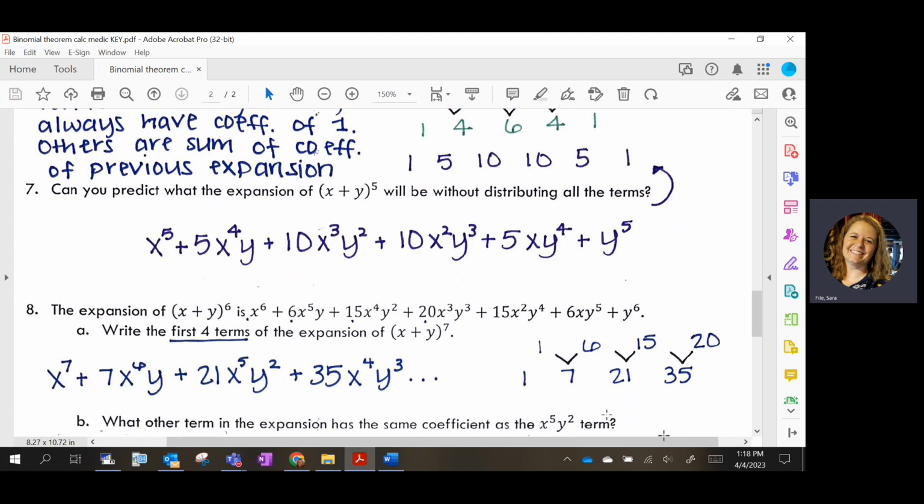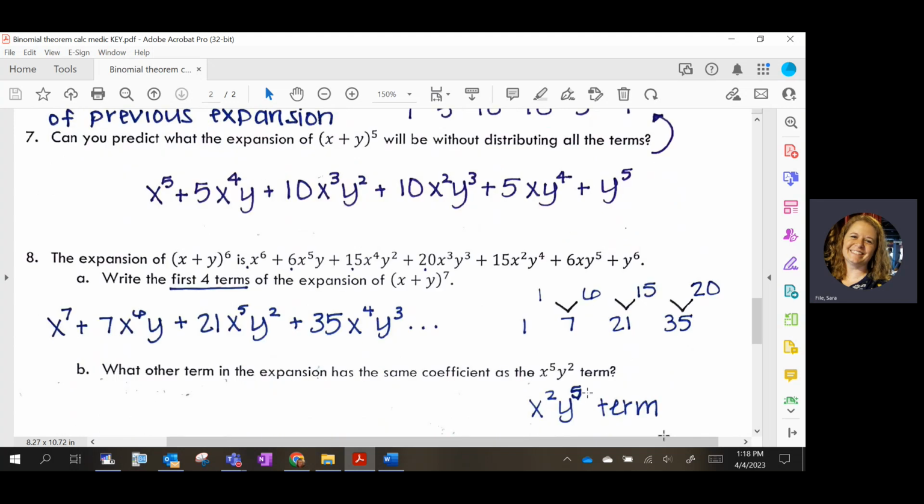Yeah, you would switch the degrees. It would be x squared y to the 5th. And in this case, that term, x to the 5th y squared, has 21 as the coefficient. If I were to continue this out, the next term would be 35, and then it would be back to 21, and that's when we would be up to x squared y to the 5th. Kind of cool, right?